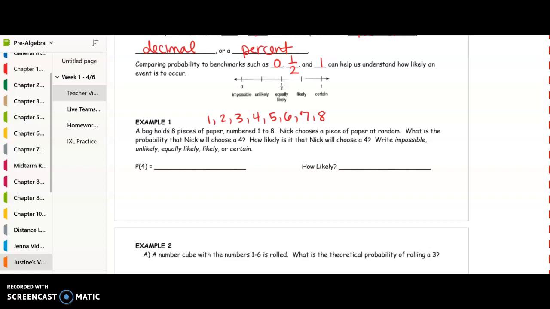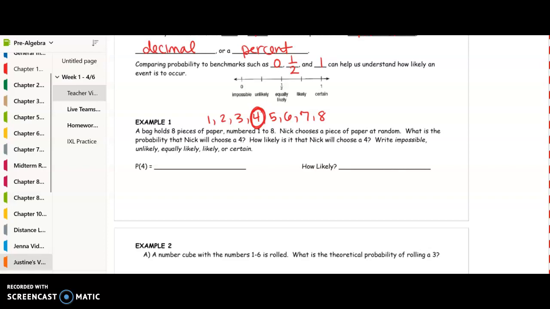Okay, so each paper has a number on it, 1 to 8. Nick chooses a piece of paper at random. What is the probability that Nick will choose a 4? Okay, so if these are my possible outcomes, there's only one 4 out of 8 total possible.